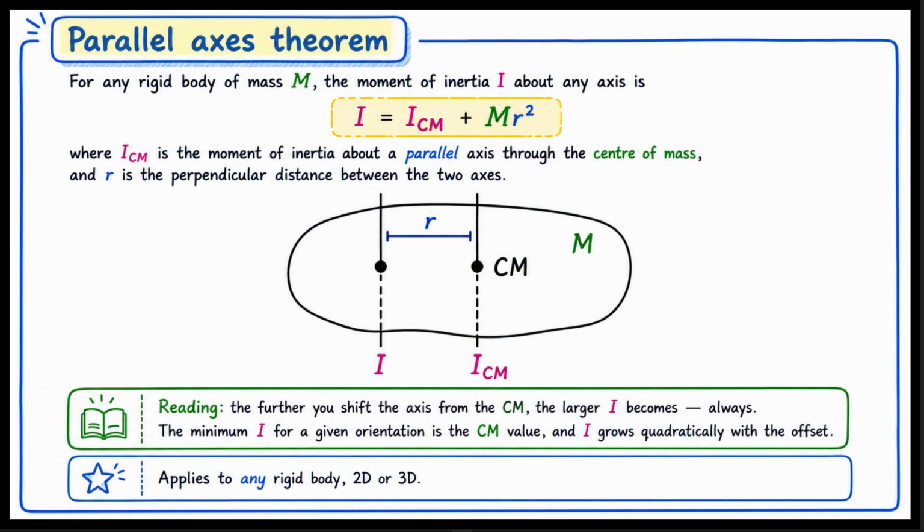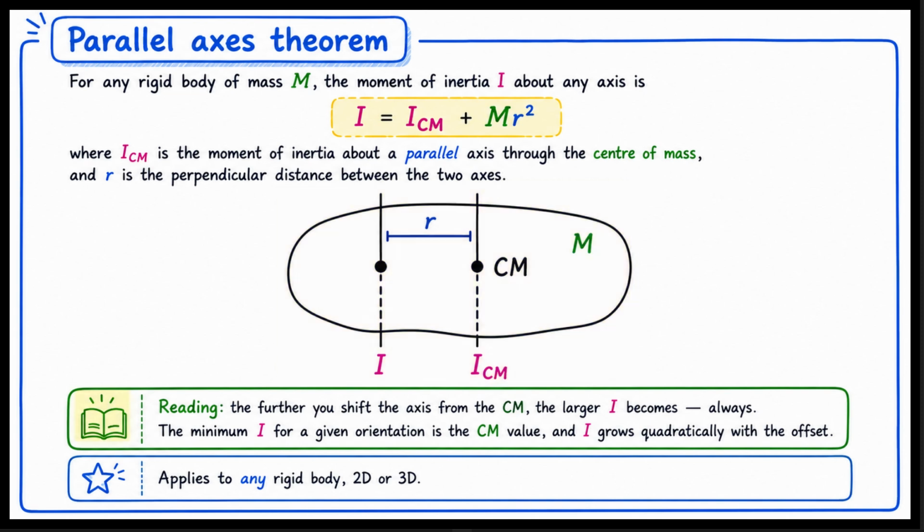The parallel axes theorem says that for any rigid body of mass m, the moment of inertia about any axis equals ICM plus mr squared. Here ICM is the moment of inertia about a parallel axis through the center of mass, and r is the perpendicular distance between the two axes. The diagram shows an irregular body with its center of mass labeled, and two parallel vertical axes drawn through it, one through the center of mass and another offset by a perpendicular distance r.